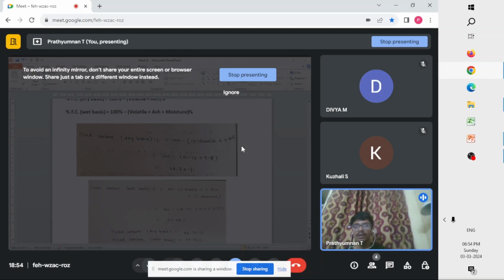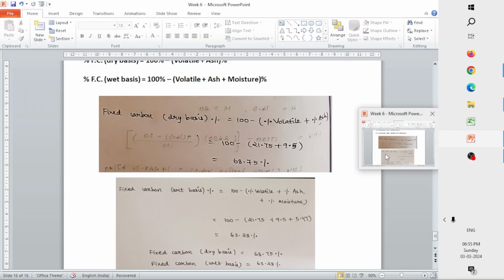If the question asks you to find the percentage of fixed carbon or whatever on the dry basis, then you are supposed to take the weight of your biomass sample dry, that is the dried weight of your biomass sample. So you have to be very careful about what your basis is, whether it is a dry basis or wet basis.